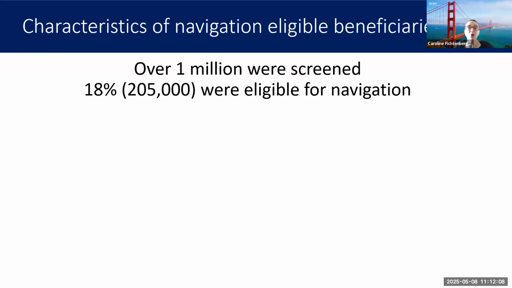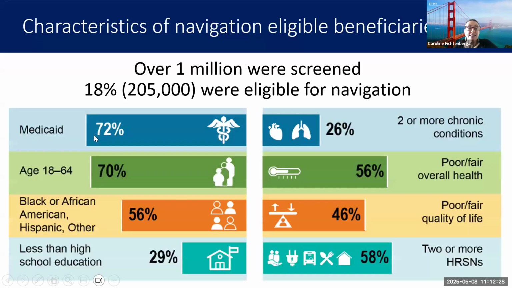So throughout the duration of this model, 1 million people were screened in total, which is a huge number. Among those, 18%, or about 200,000, were eligible for navigation. Among those who were eligible for navigation, 72% of them were Medicaid beneficiaries. 70% of them were working age adults.